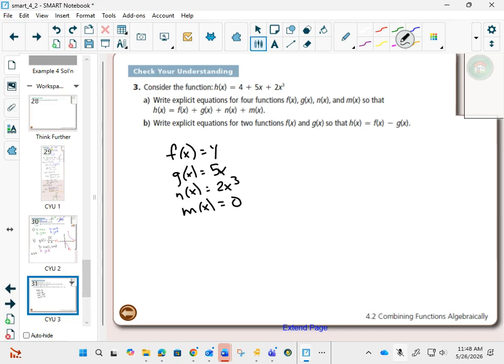That works, right? If I add those together, do I not get what I want? You could be creative. You could make this one 2 and this one 2, and they would add together to get 4, and then still use 5x and 2x cubed. But these are really kind of dumb questions, because you could just say, why don't I just make f of x exactly what I want it to be?